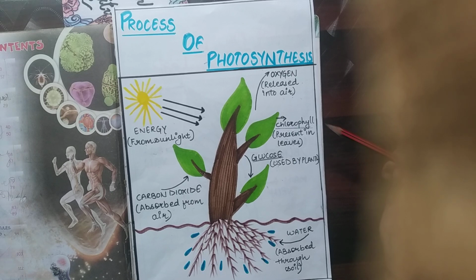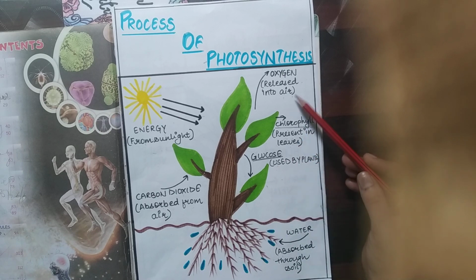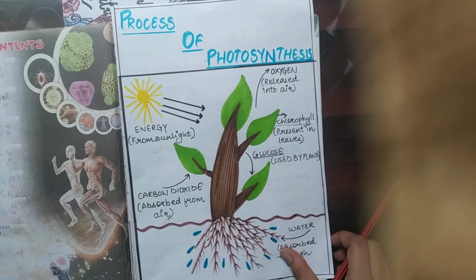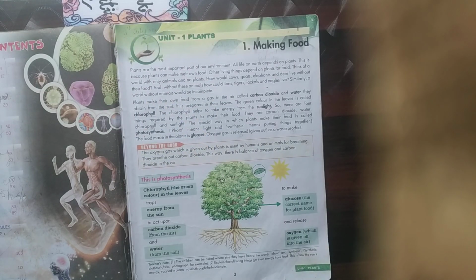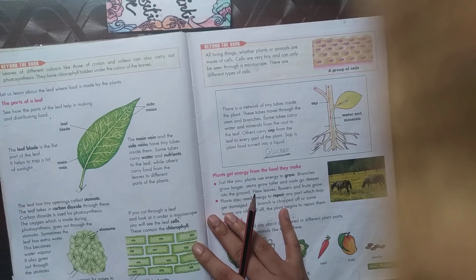oxygen is the gas which is used by humans and animals for breathing, and they take oxygen and they breathe out carbon dioxide. So there is a balance between oxygen and carbon dioxide in the air. Now our next topic is parts of a leaf.